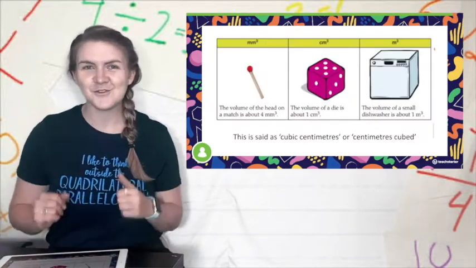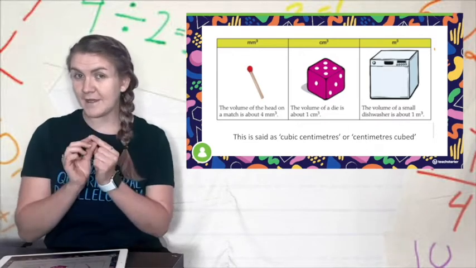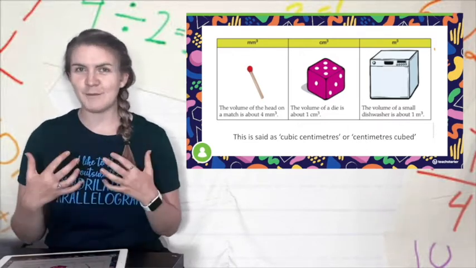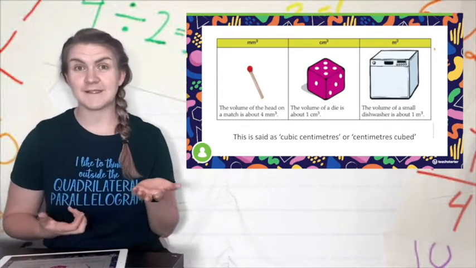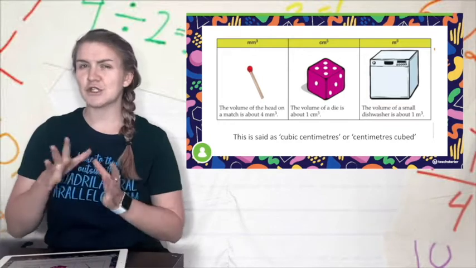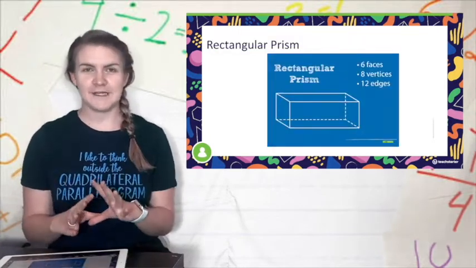Again, none of these are drawn to scale, but let's say we wanted to measure the volume of the head of a match. We might use cubic millimeters. Whereas if we're looking at a dice, we might use cubic centimeters, and a washing machine is usually around a cubic meter. Let's pause for a moment and talk about rectangular prisms.